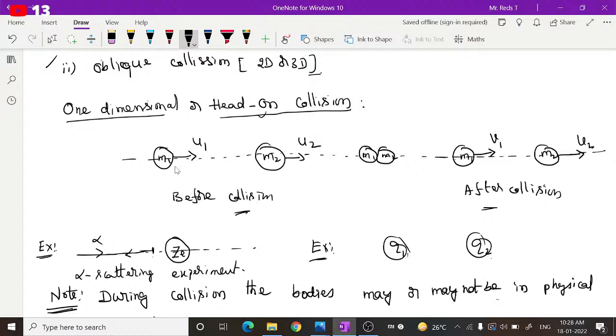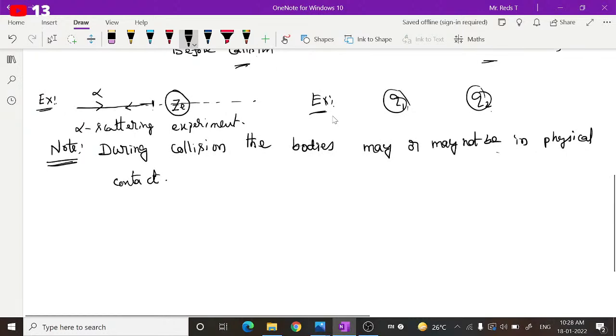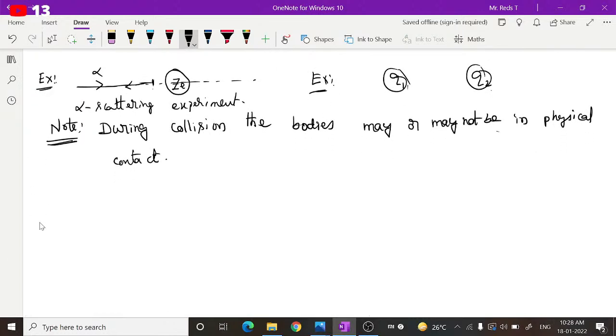In one-dimensional collision, two bodies move along the same straight line before collision and after collision. If two bodies are moving along the same straight line and after collision this body moves in this direction and that body moves in another direction, such a collision is called an oblique collision. You should understand the meaning of this. I'll give you the pictorial representation of that also. So write down next, oblique collision.